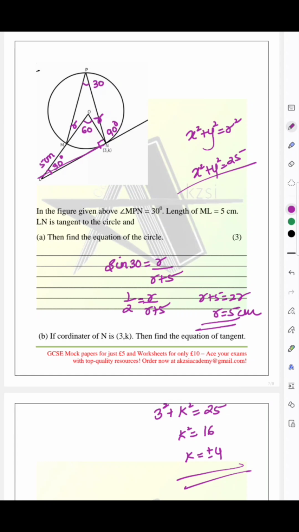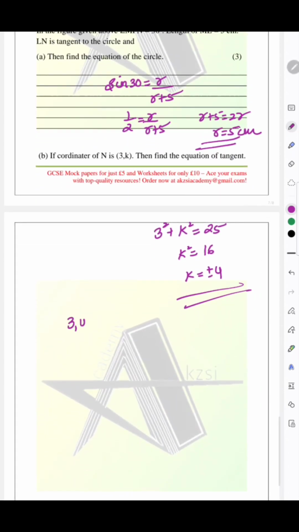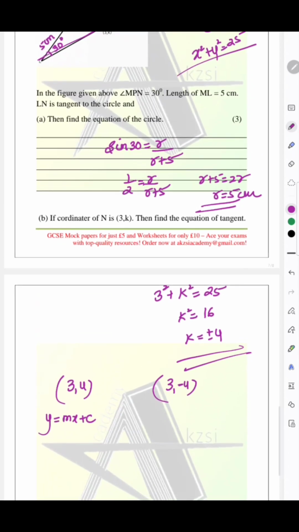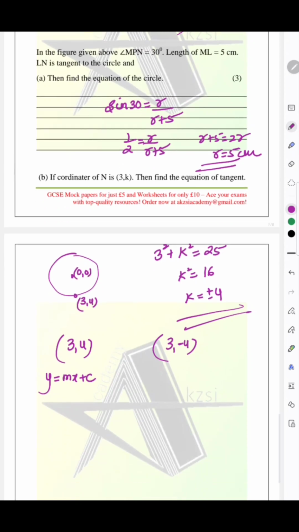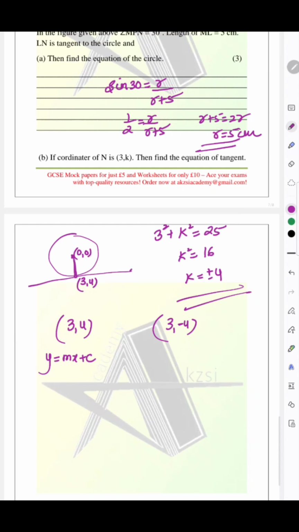And then we have to find the equation of the tangent. In that case, if k is plus or minus 4, we can have two different equations of tangent, considering 3, 4 as one coordinate and 3, negative 4 as the other. We know it's y equals mx plus c. This is our circle, this is the center, and this is the point 3, 4, and this is the tangent. So the gradient of the radius is change in y over change in x, so 4 minus 0 over 3 minus 0 is 4 over 3. The gradient of the line perpendicular to the radius will be negative 3 over 4.